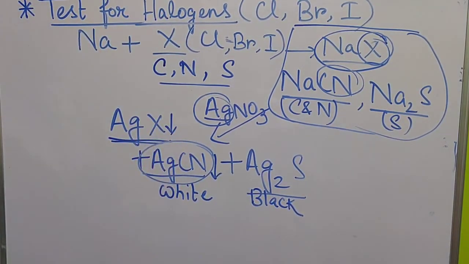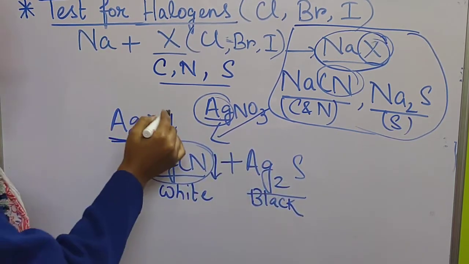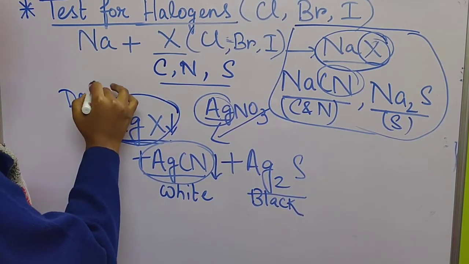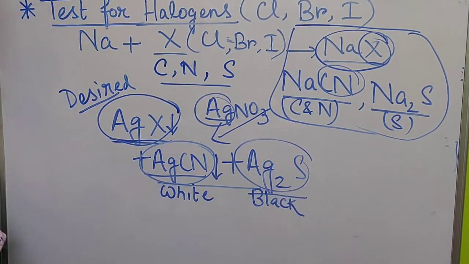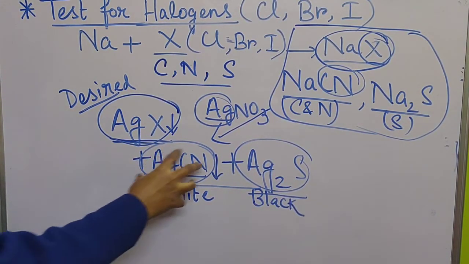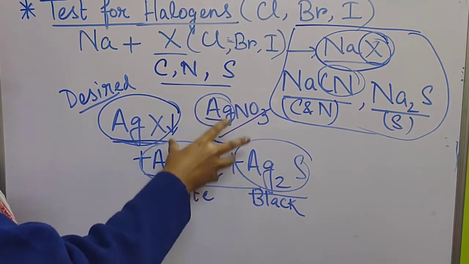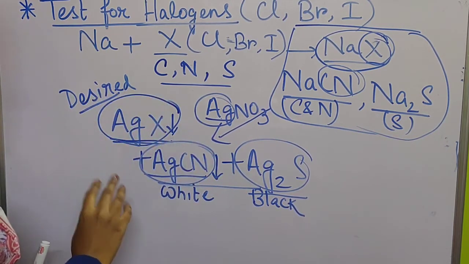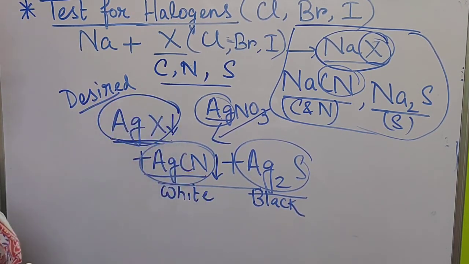So if you get a mixture of precipitates, it will obviously be difficult for us to separate them and identify them individually, right? If we get a mixture of these three precipitates, this one is our desired precipitate, and these two we don't want. These two are undesired or unwanted. These two extra things are interfering in the determination of the halide.